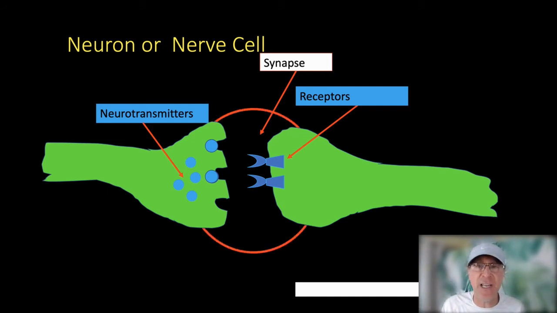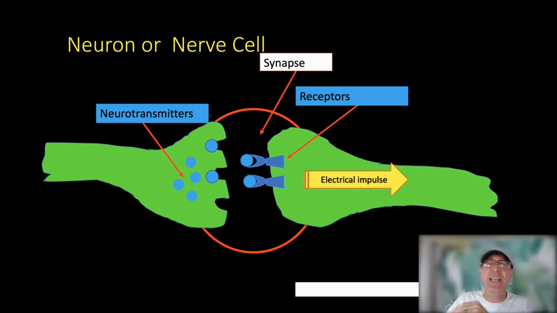When an electrical signal comes down, it causes neurotransmitters to be released like this, and they go to the receptors. When the receptors receive those neurotransmitters, they trigger the receiving cell to create an electrical impulse. They change the permeability of the membrane, and different ions move around and create an electrical impulse, similar to the way a battery creates a charge. So that sends an electrical signal down the rest of that nerve cell.